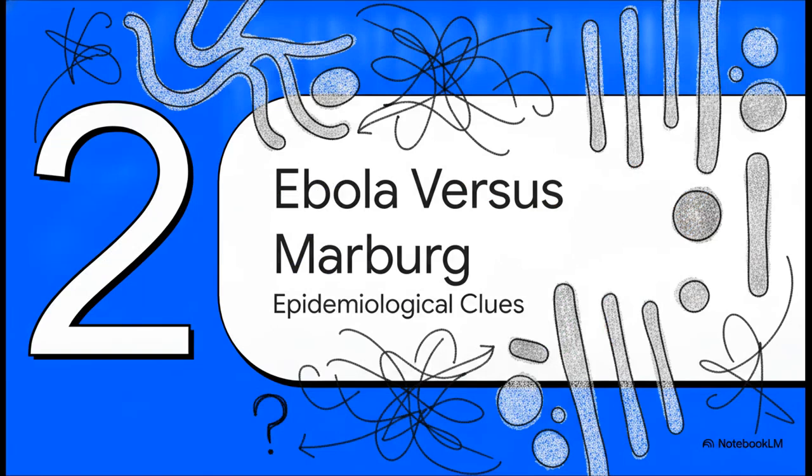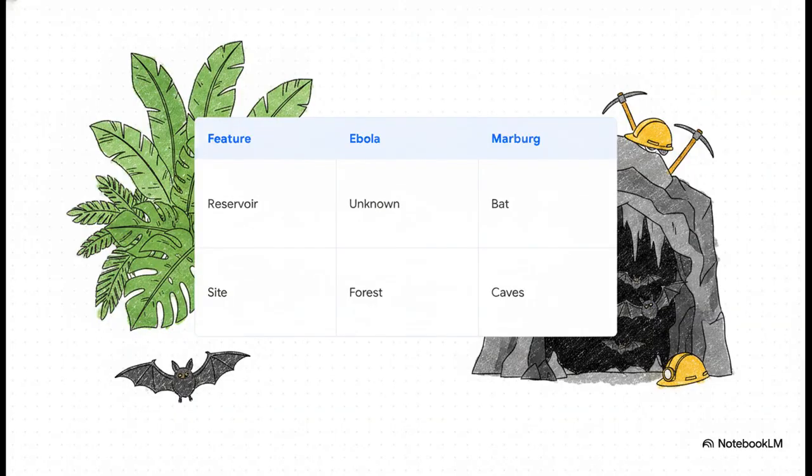Section 2. Ebola versus Marburg. Spotting the epidemiological clues. Now, pay super close attention here, especially if you're taking medical boards anytime soon. You have to be able to separate these 2. Think about the environment and those early index cases.